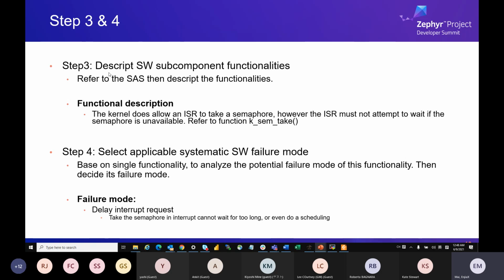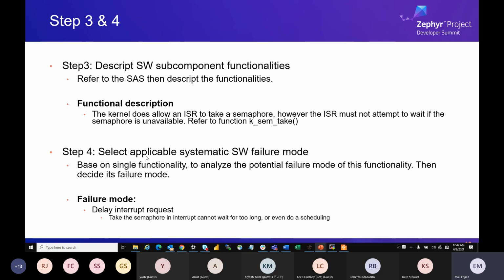For step 3, we describe the software subcomponent functionality. As I just mentioned, we refer to the software architecture spec or design spec, then describe the functionalities. And its description will be the kernel does allow an ISR to take a semaphore. However, the ISR must not attempt to wait if the semaphore is unavailable. For this functionality, we can refer to the function k_sem_take. Okay, so this is its functionality description.